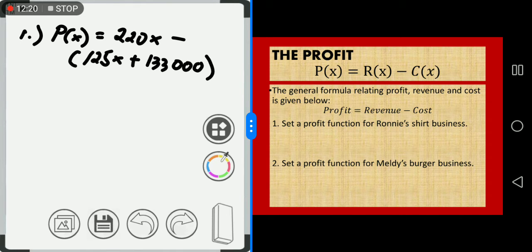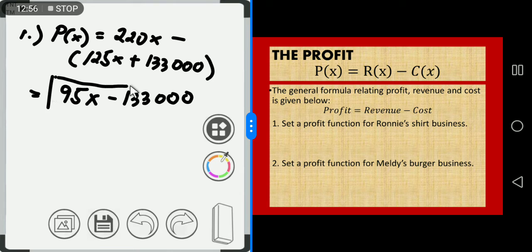We substituted first in our formula. So, to simplify, 220x minus 125x. Okay? So, our answer here will be 95x. Then, since this is subtraction, it will affect as well yung ating 133,000. So magiging negative na yung 133,000 natin. Okay? And this will be the profit function for Ronnie's shirt business.